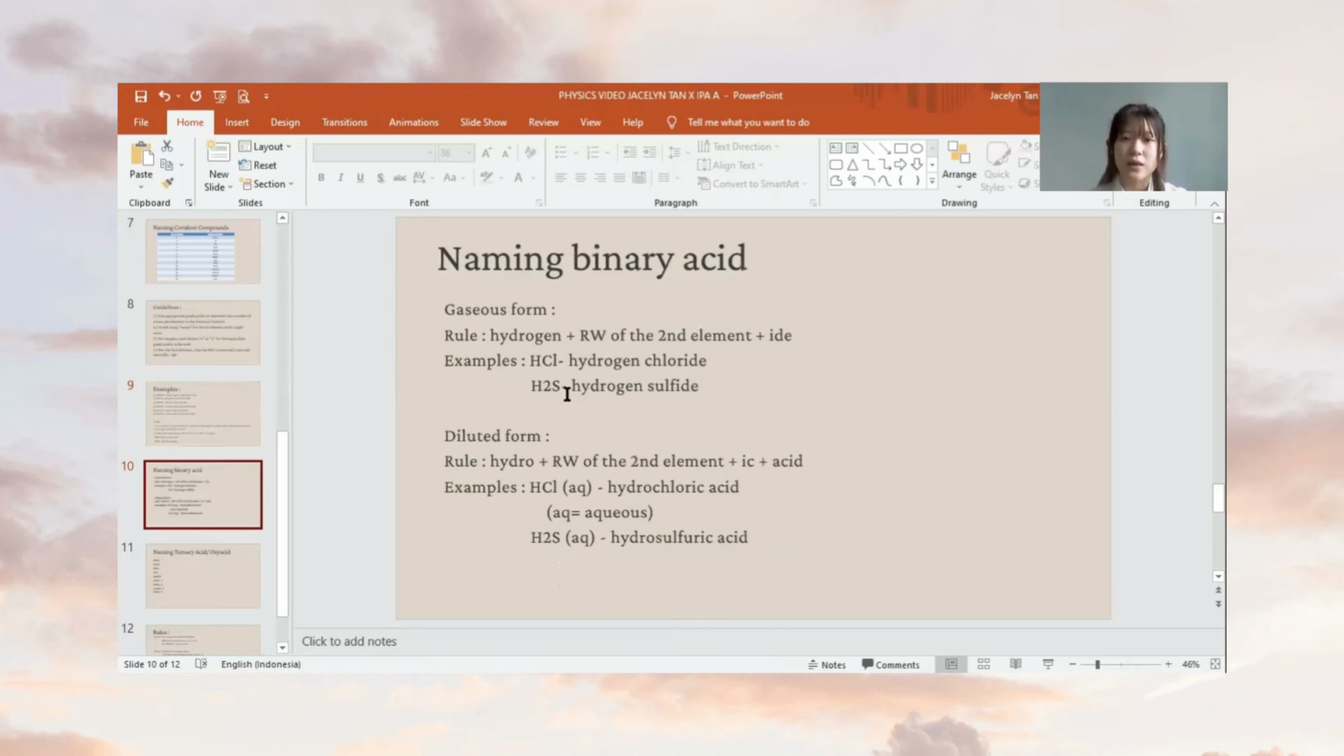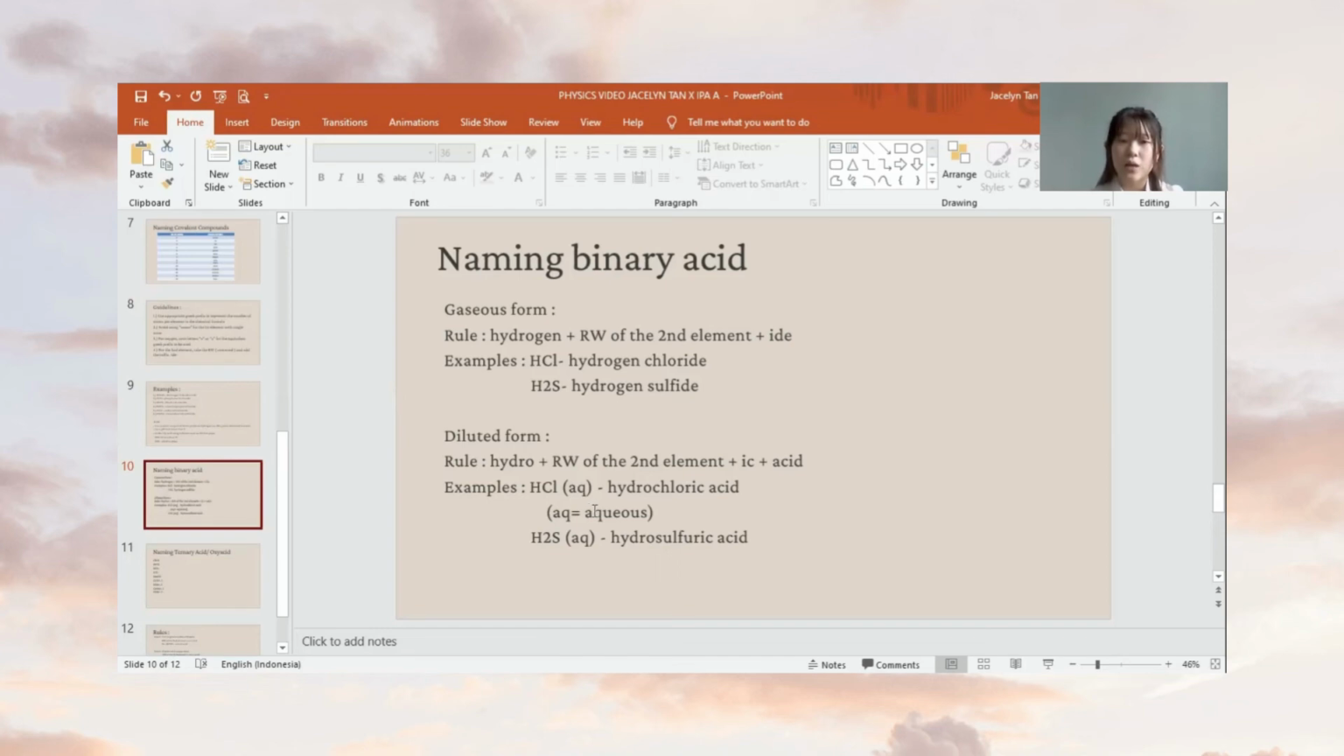For naming binary acid, we have a gaseous form and diluted form. So the rule for gaseous form is hydrogen plus root word of the second element plus IDE. So examples, HCl. Hydrogen plus root word of the second element, which is Cl plus IDE. Hydrogen, the root word of Cl is chlor plus IDE, so chloride. So hydrogen chloride. For H2S, it is hydrogen, root word of the second element plus IDE, which becomes sulfide. So hydrogen sulfide. For diluted form, the rule is hydro plus root word of the second element plus IC plus acid.